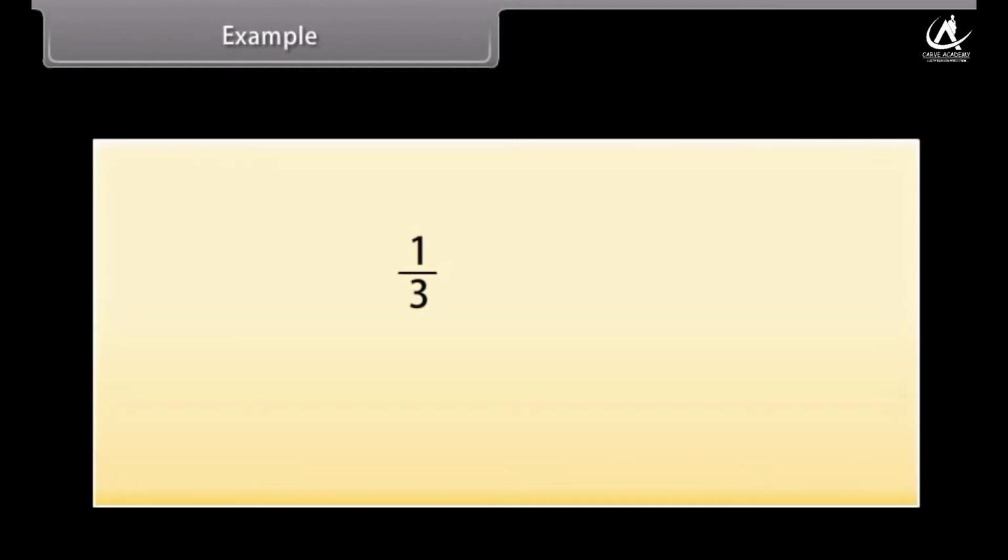Example. Let us now have a look at one example. 1 by 3 is a rational number. The decimal expansion of 1 by 3 is 0.3, 3, 3, 3, and so on. And we can see that 3 is repeating here. We write it as 0.3 bar.